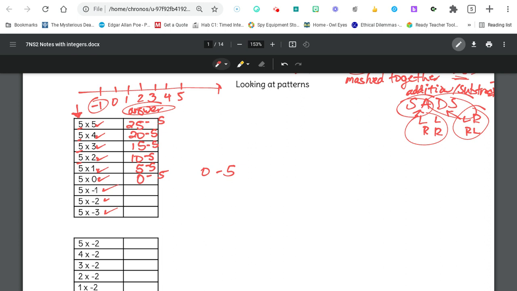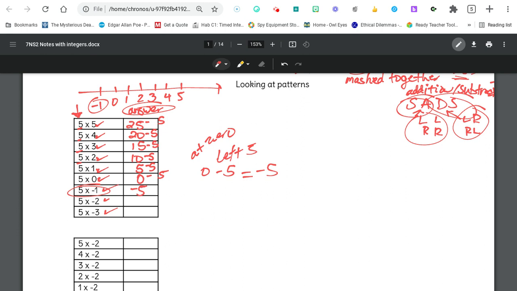0 minus 5. That's going to tell us what 5 times negative 1 is. So 0 doesn't go left or right. So you got 0, and then you have your left 5. You add 0, and you go left 5. Okay? So where does that put you? Well, it puts us at negative 5.